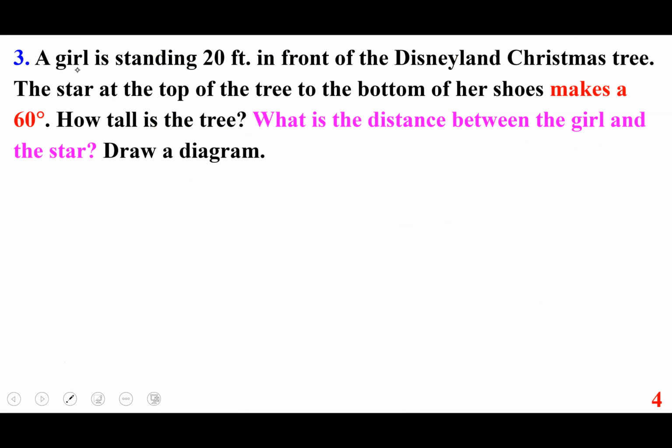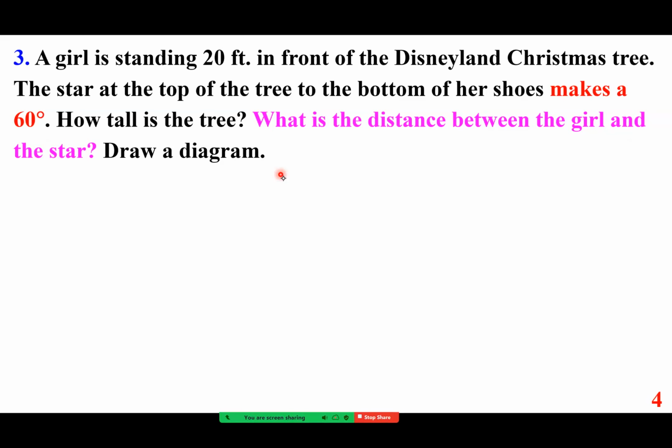Could somebody be kind enough to read this, please? A girl is standing 20 feet in front of the Disneyland Christmas tree. The star at the top of the tree to the bottom of her shoes makes a 60 degree angle. How tall is the tree? What is the distance between the girl and the star? Draw a diagram.